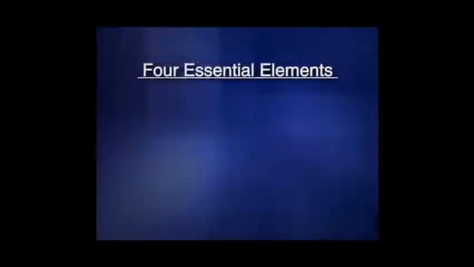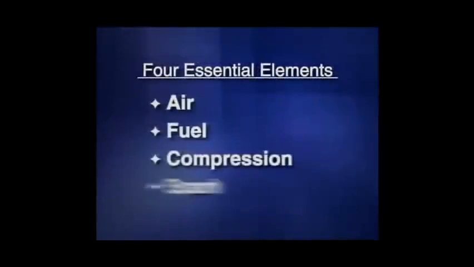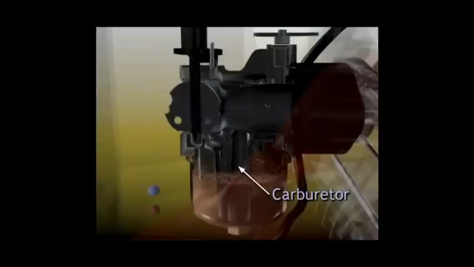Now let's take a look at each of the 4 strokes and the components of their operation. 4 elements are required in an internal combustion engine to allow it to run. Those elements are air, fuel, compression, and spark. Air and fuel enter the engine through the carburetor. It's the job of the carburetor to supply a mixture of air and fuel that will allow proper combustion. During the intake stroke, the intake valve between the carburetor and combustion chamber opens. This allows atmospheric pressure to force the air-fuel mixture into the cylinder bore as the piston moves downward.